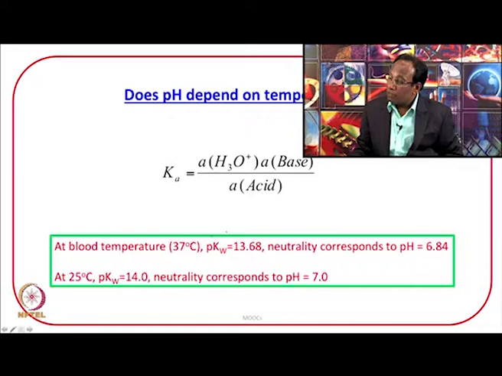Use this value of pKw and set this equal to the activity, Kw. You calculate Kw, and Kw is equal to the activity of hydronium ion times the activity of hydroxide ion, and when you calculate the activity of hydronium ion and hence the pH, it will come out to be 6.84. So, at blood temperature 37 degrees centigrade, neutrality corresponds to pH 6.84. At 25 degrees centigrade, neutrality corresponds to pH 7. So, this discussion clearly establishes that the pH does depend upon temperature.